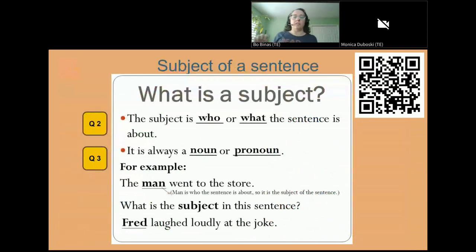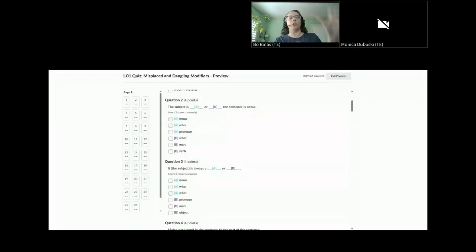Now let's talk more about the subject of a sentence, and this will answer questions 2 and 3. I'm going to share my screen so we can look at them. If you've had me for my A section, you already know how I do these kinds of questions. It's kind of like a fill in the blank, but you're selecting it. If there's more than one blank, I'm going to color code it, and it will always be blue and purple. Blue for A, purple for B, because I like being consistent.